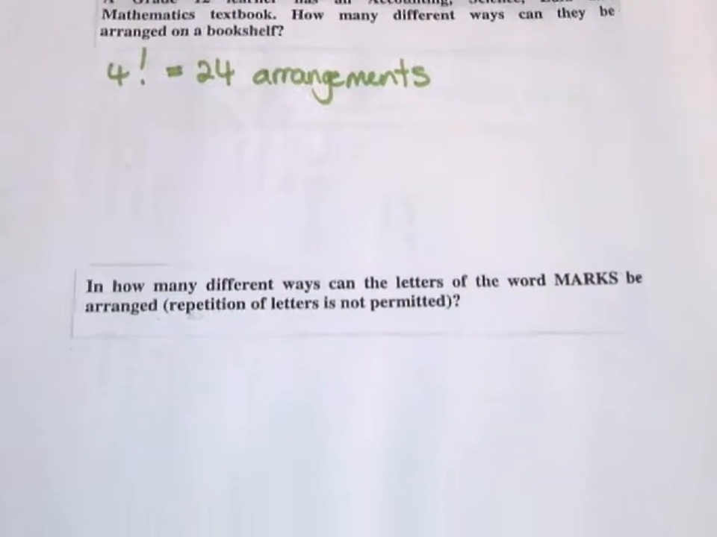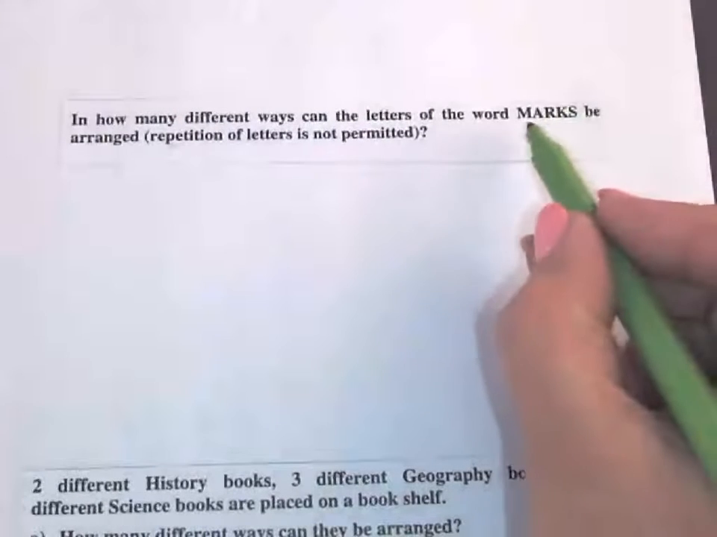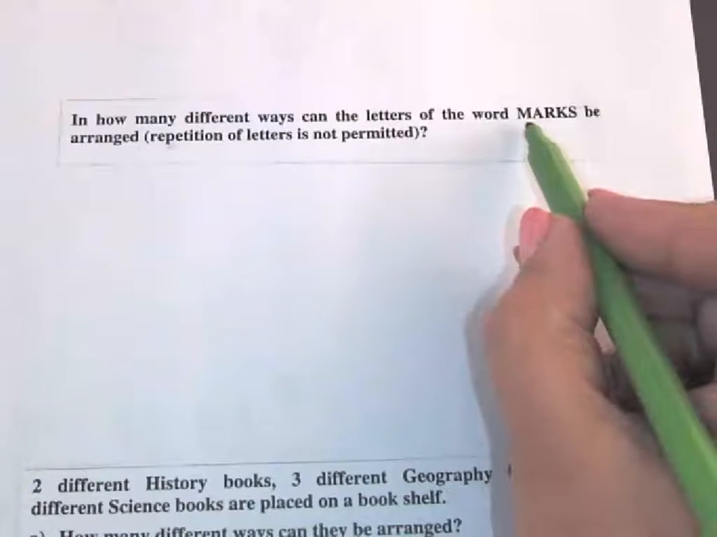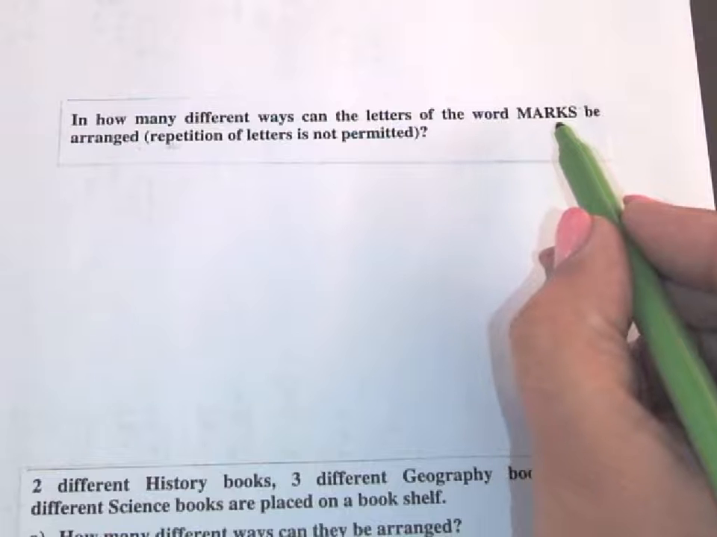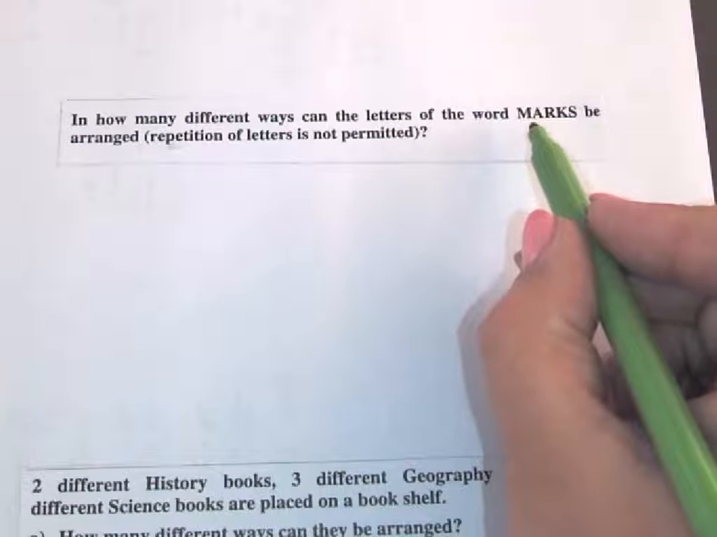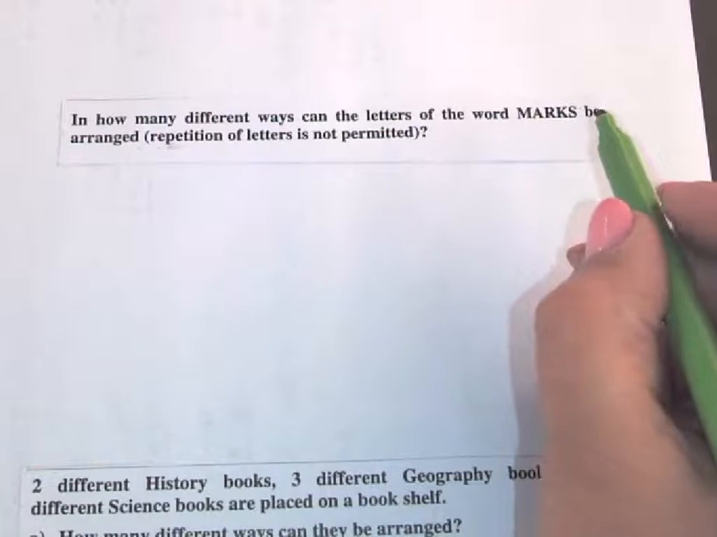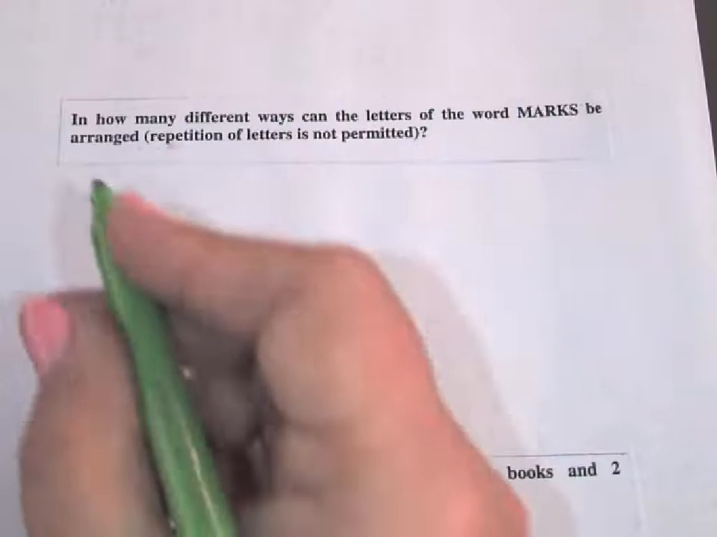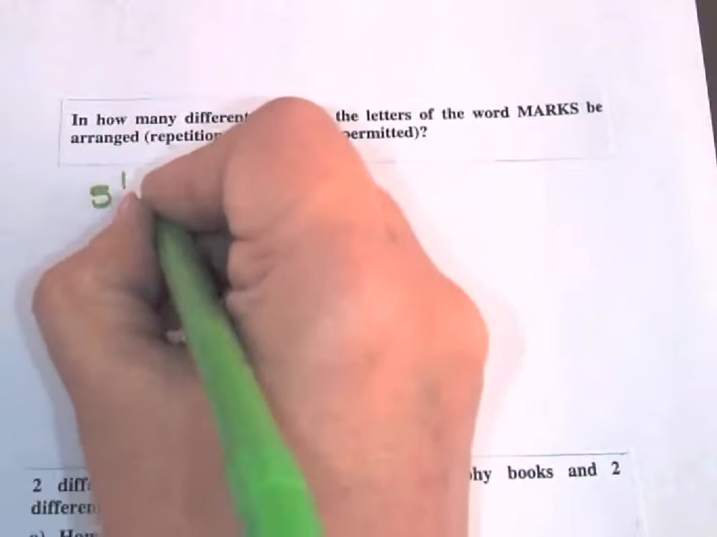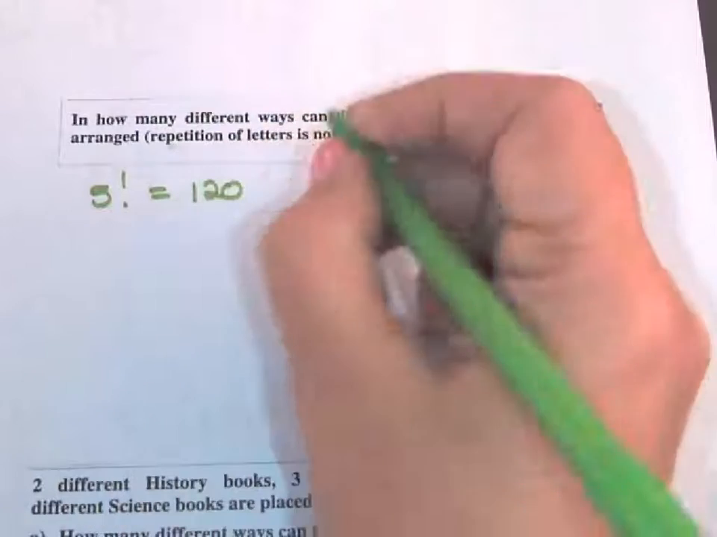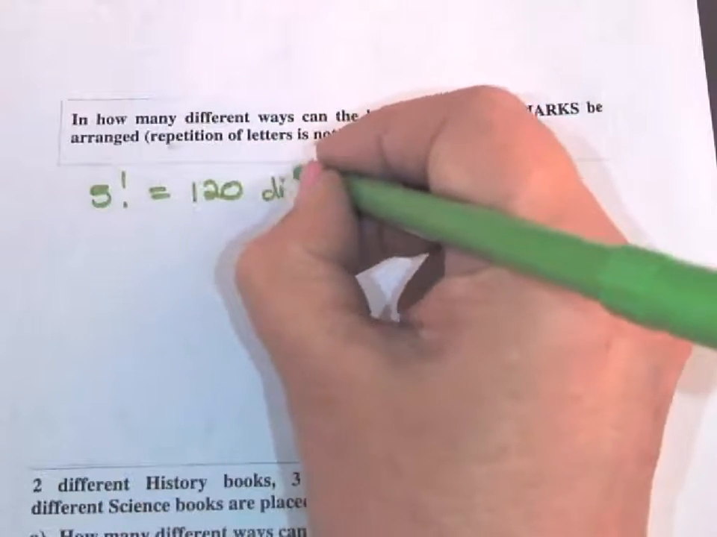Okay, number 3. If you want to shuffle the letters of the word "marks", in how many different arrangements can you shuffle it? 5 factorial, and that will be 120 different ways.